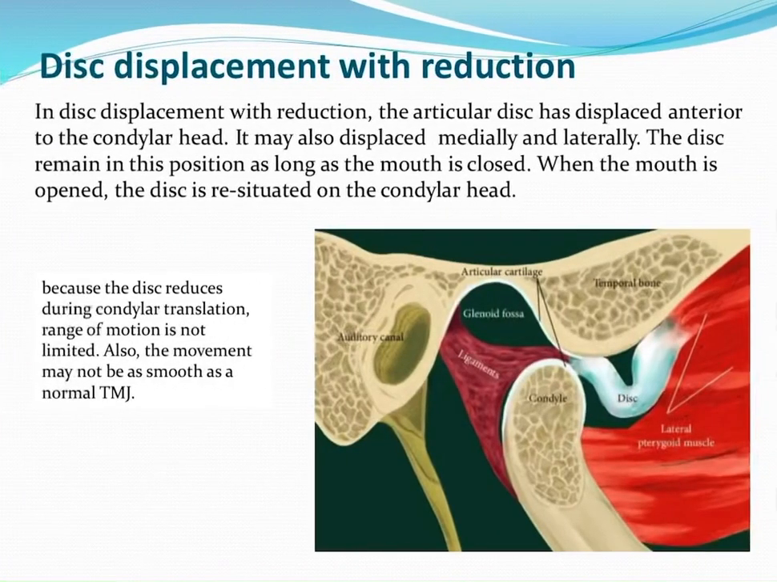The first disorder we have is the disc displacement with reduction. In disc displacement with reduction, the articular disc is displaced anterior to the condylar head. It may also be displaced medially and laterally. The disc remains in this position as long as the mouth is closed. When the mouth is opened, the disc is resituated on the condylar head. Because the disc reduces during condylar translation, range of motion is unlimited. Also, the movement may not be as smooth as with a normal TMJ.